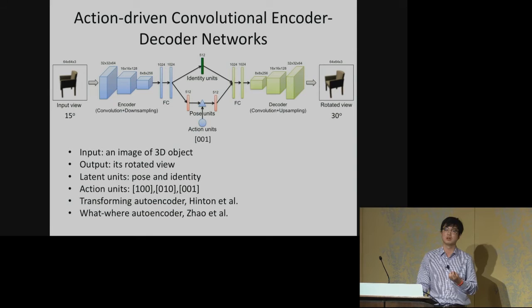Here are the very simple action units we define. It's 3 bits. 100 means we want to rotate the input chair, turning left, by a fixed degree. 010 means no operation at all. 001 means we want to rotate the input chair towards the right by a fixed degree. In this example, it's basically a 15 degree rotation.